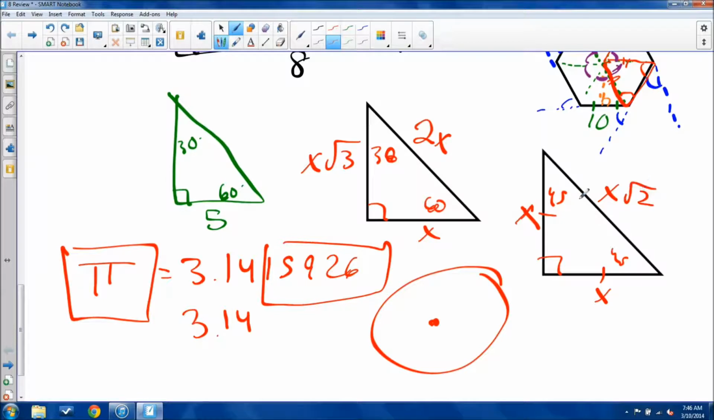And again, if you don't know that, what you do is you take these, use the Pythagorean Theorem, x squared plus x squared. You get 2x squared. The square root of 2x squared is x times the square root of 2. So the Pythagorean Theorem, again, is super important here. a squared plus b squared equals c squared.